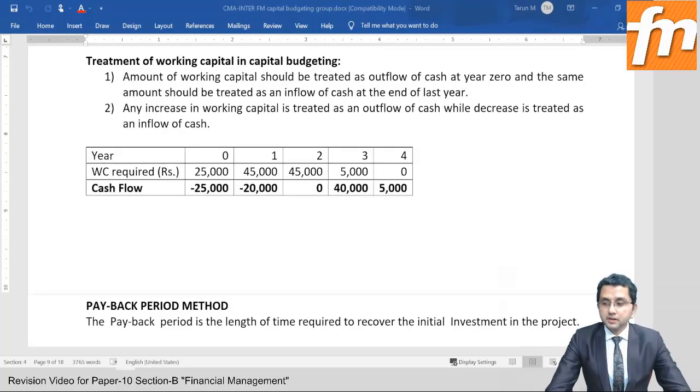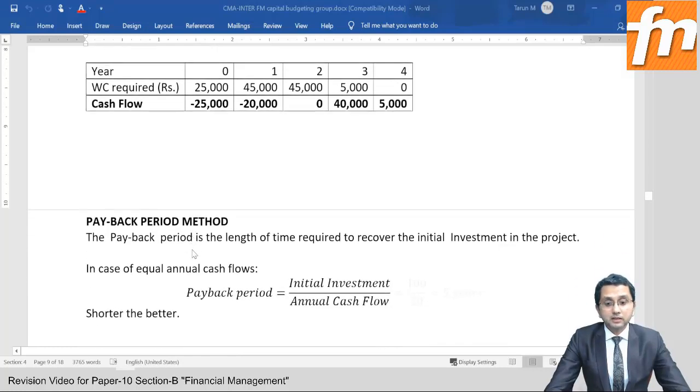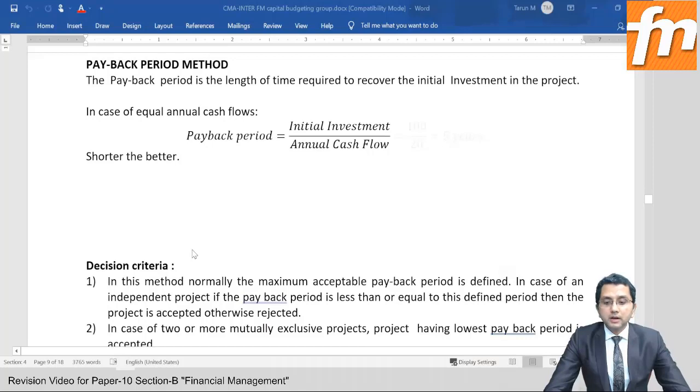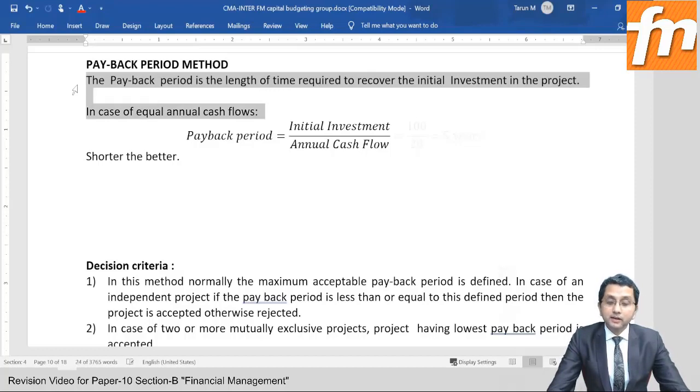Now, after calculation of cash flows, let's talk about methods of evaluation. So I'll first talk about the payback period method. What is payback period method? It is the length of time required to recover initial investment in a project.